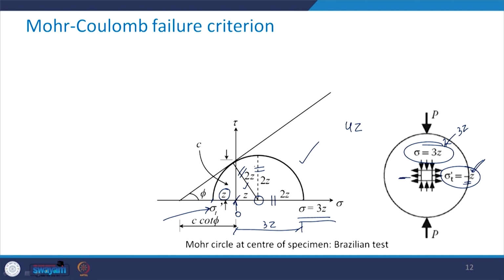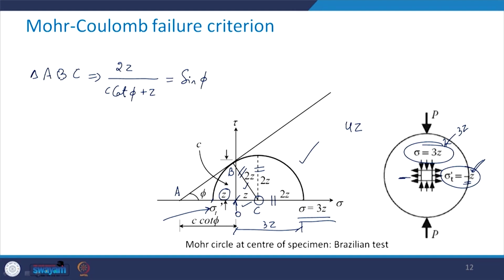Taking note of all this, take this triangle, let us say this point is B and this point is say C. So in triangle ABC, what you are going to get is this distance 2z divided by C cot phi plus this distance z, that is going to be equal to sine of phi. Simple trigonometry.